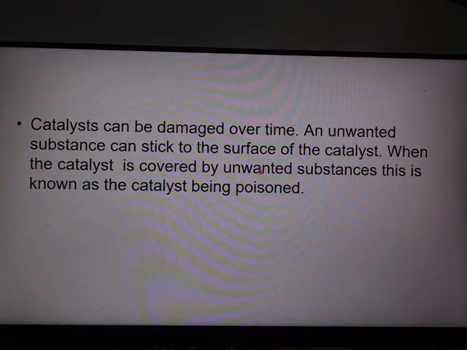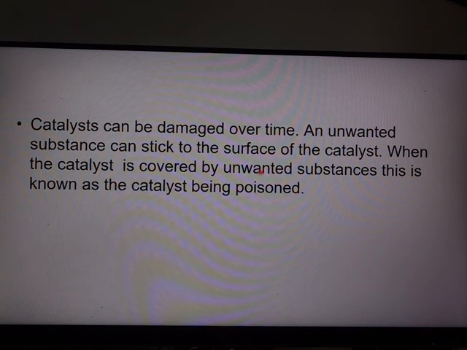So over time, catalysts can be damaged. An unwanted substance can bind to the surface of the catalyst. It's adsorbed, and there is no desorption. It's not desorbed, it sticks there. So that prevents any other reactants from binding to the surface, because that surface is already occupied by this unwanted substance.